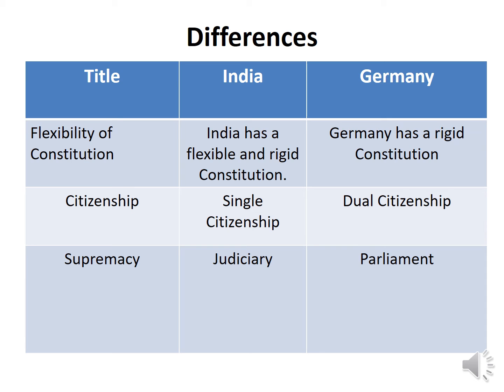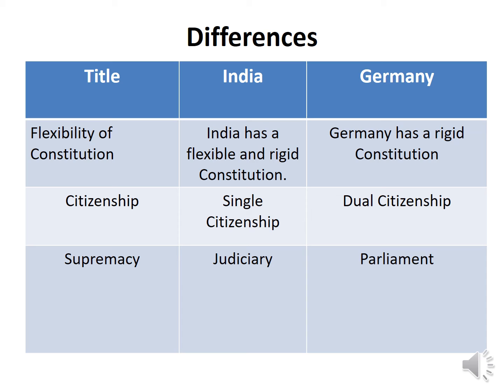While Germany has a rigid constitution, it is difficult to amend all the provisions. Citizenship: we have single citizenship in India, while in Germany we have dual citizenship. It means you can be a citizen of Germany as well as of another country, but in India it is not possible. If you are a citizen of India, you cannot have citizenship of another country.